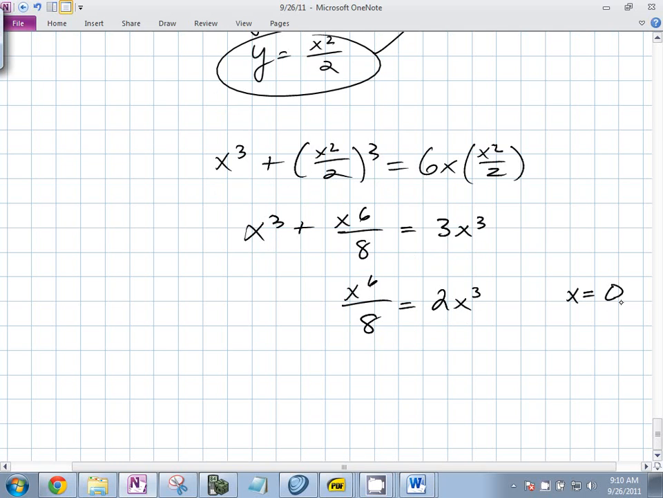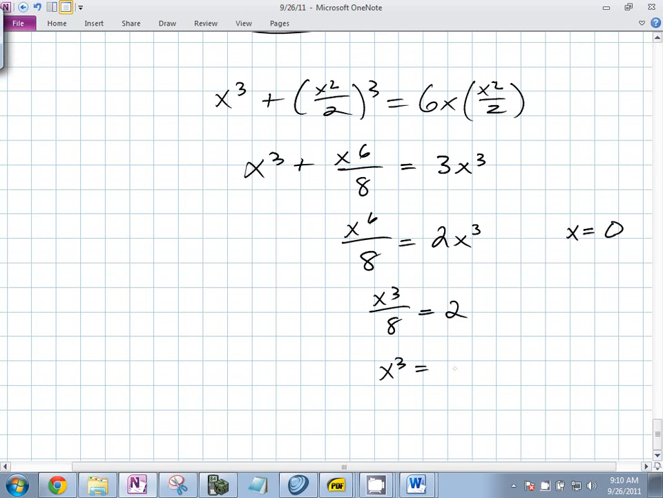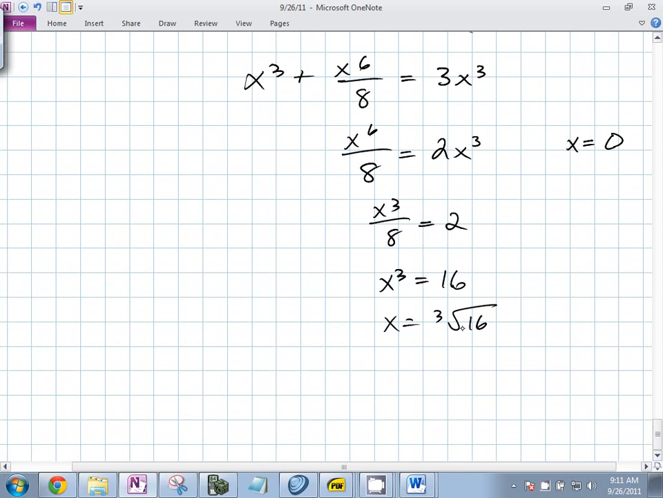Let's be careful about this. If we divide both sides by x cubed, what do you end up with? X cubed over 8 is equal to 2. So x cubed is equal to 16. So x is equal to the cube root of 16. The cube root of 16. No, it's an odd root.